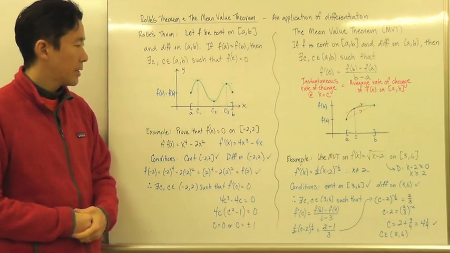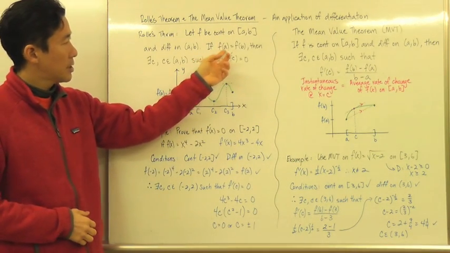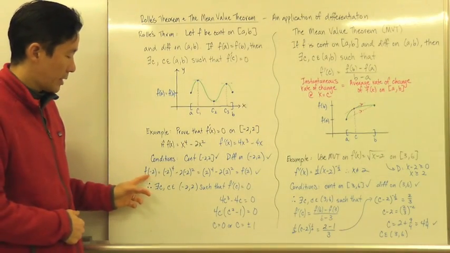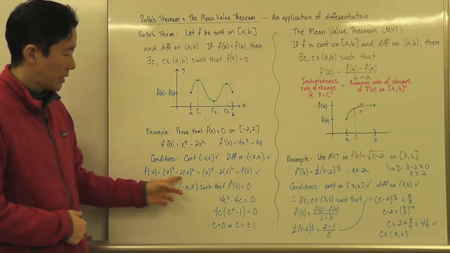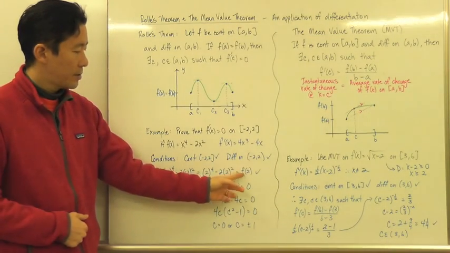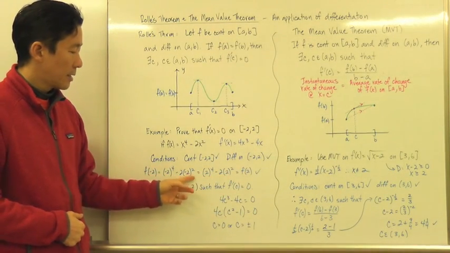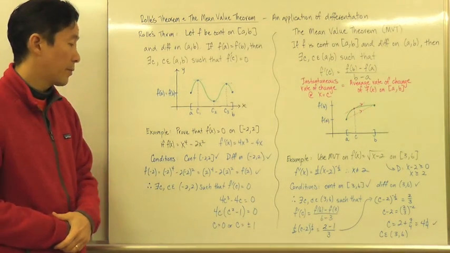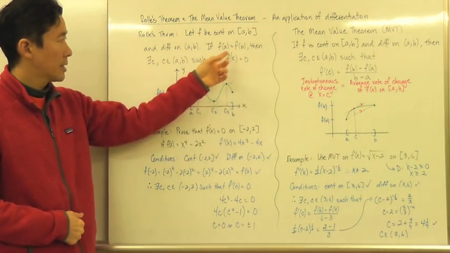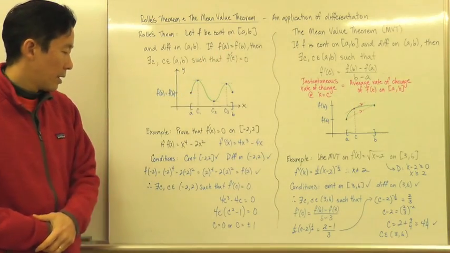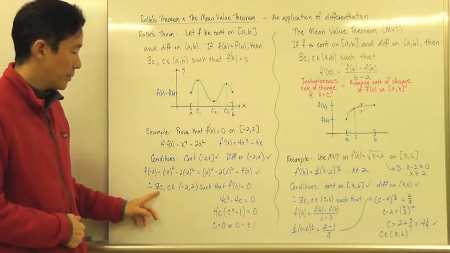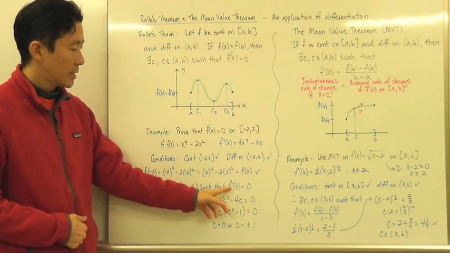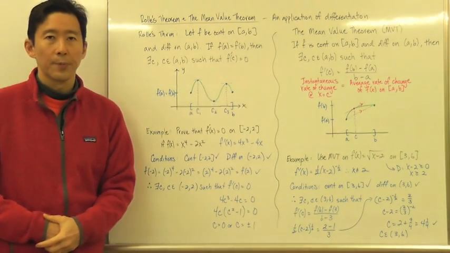Now the last part is we need to check this condition here, which says that f of a is equal to f of b. Well, if I take a look at f of negative 2, which is this, and f of 2, which is equal to this, clearly we can see that f of a is indeed equal to f of b, and so this condition is also true. Therefore, we know that there has to be a c on the open interval from negative 2 to 2, such that f prime of c is equal to 0.